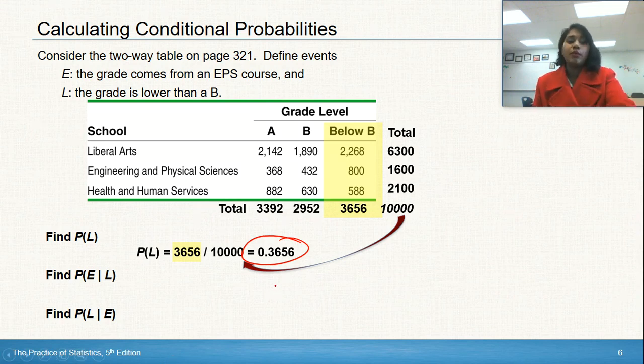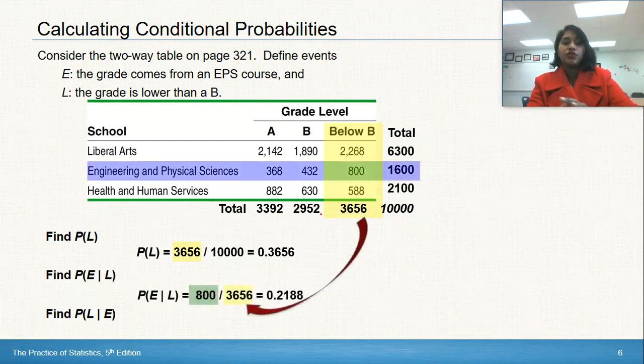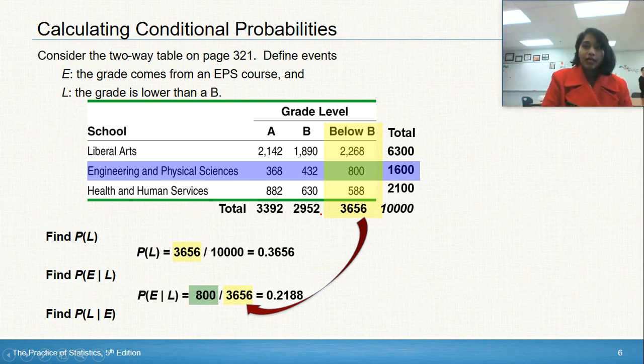That one seems reasonable. But what about conditional probability? All right, so let's look at this one more time. This is the probability of E given that L has already occurred. Here's our denominator. We could see this as our fraction symbol. L would be that grade is lower than B. So this is my new denominator. And I want to know that the grade comes from an EPS course. So this is my new numerator. It should look like 800 over 3,656. Ta-da, we have a percentage of 28.88%.